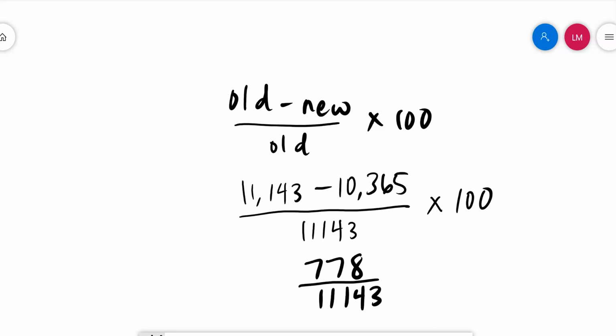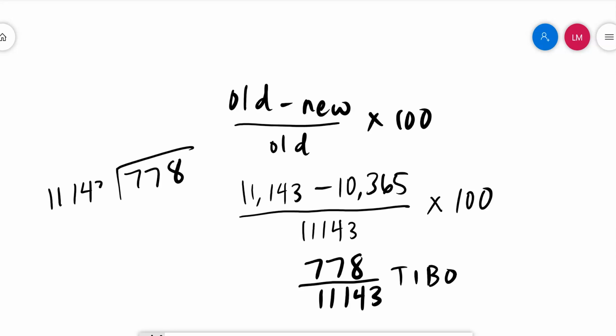Okay, so let's do T-bow. 778 being divided by 11,143. It's going to be a big number, and we're going to need a lot of help. So 0.0. Bring this up. Now we're at 7,000. That's still not enough, right? So let's just add another 0. And I can tell you right now, we could not go into the 778, we could not go into the 7,780. So now we're at 77,800. That's plenty.